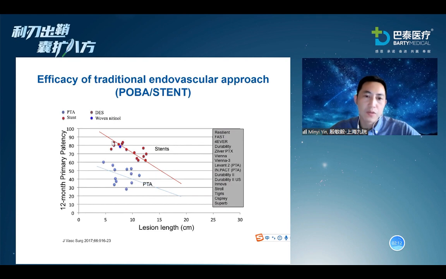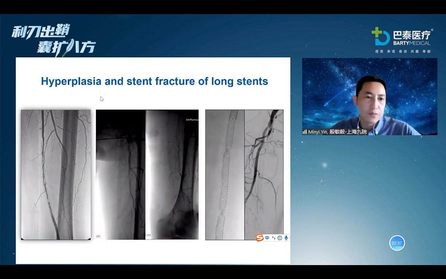So you can see that those are the traditional balloon and stenting studies. Generally speaking, the longer the lesion, no matter which method you choose, the patency rate would be compromised a lot. Maybe balloon would have the least efficacy, stents work better, but still the patency is not going to be very good for the complex FP patient.